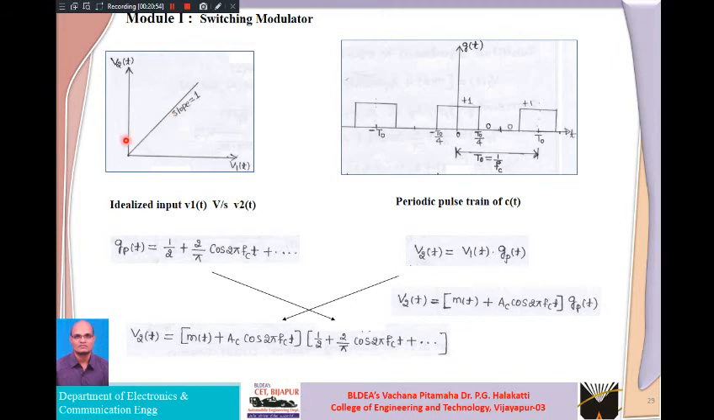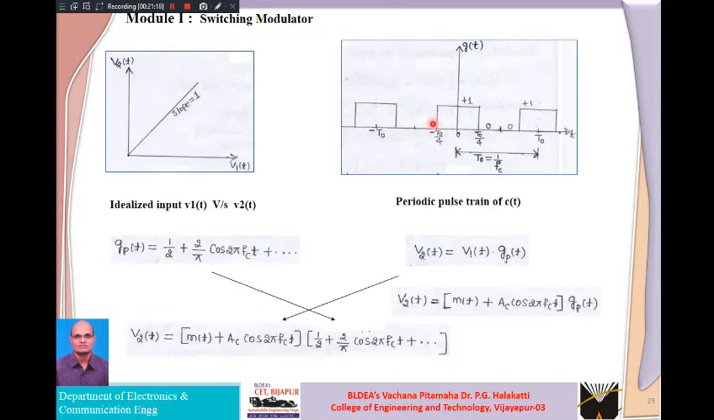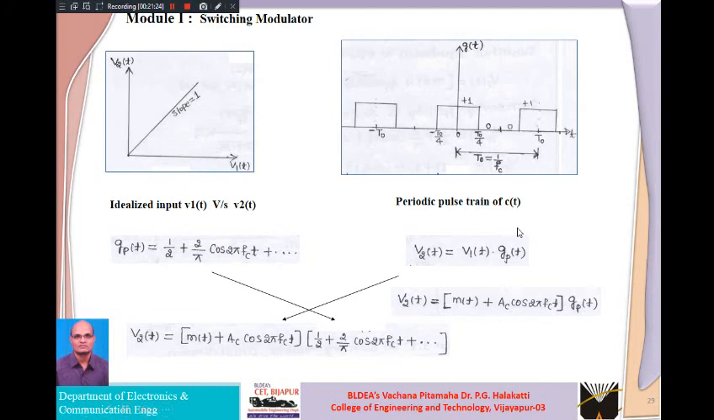V1 of t versus V2 of t should be linear. Now, as I already told, your diode is switching back and forth, which means it is going to generate a train of pulses. Try to understand here: your input V1 of t is now multiplied with these on-off, on-off pulses. So this is your periodic pulse train, and V2 of t is going to be V1 of t multiplied with Gp of t.